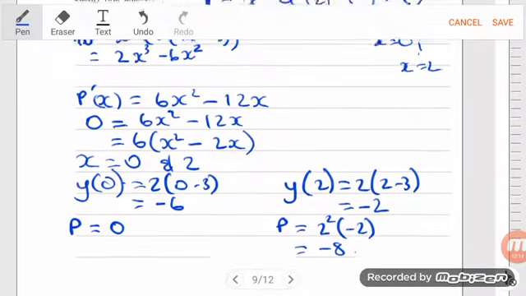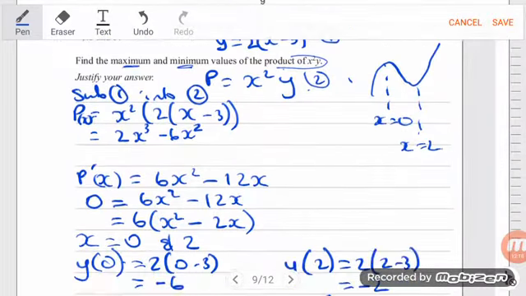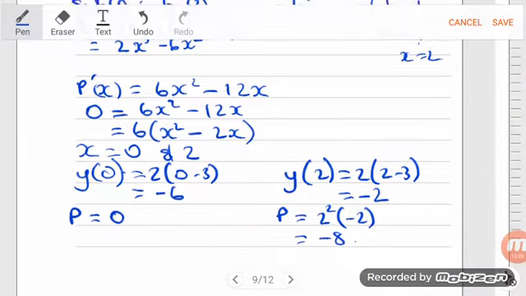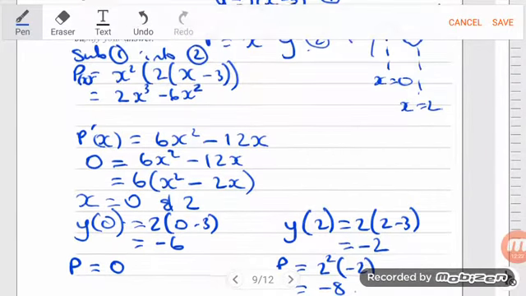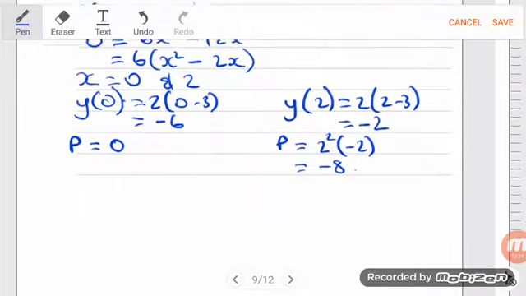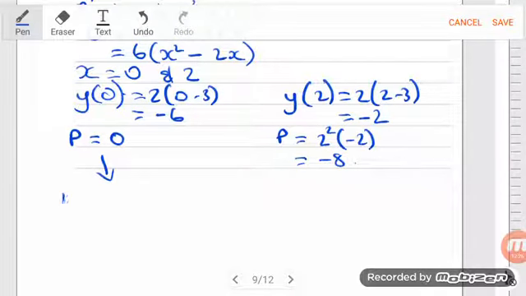Okay. So the maximum value is 0 and our minimum value is negative 8.